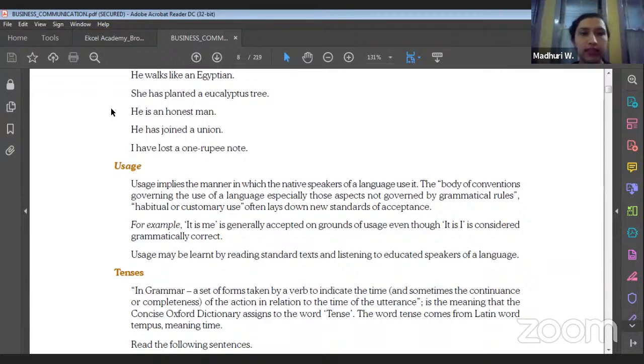He is an honest man. You don't say honest with an H, right? You don't pronounce the letter H. So it's pronounced as O, honest. And we hear a vowel sound, that is why you use he is an honest man. He has joined a union. I have lost a 1 rupee note.